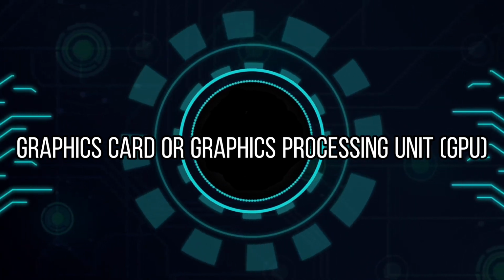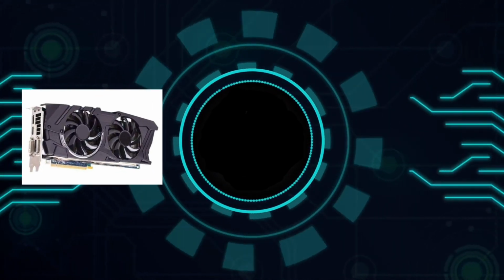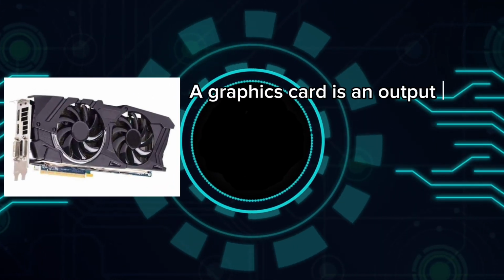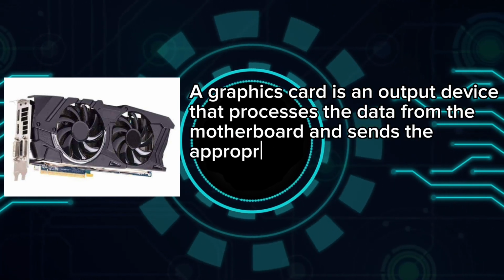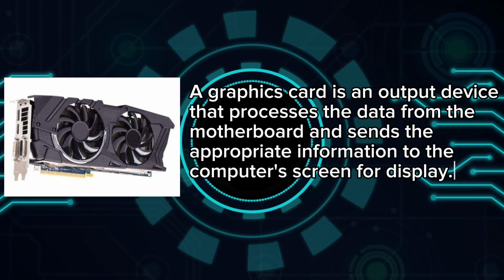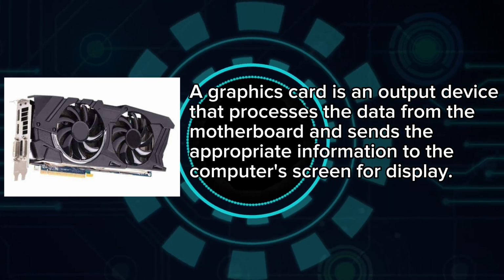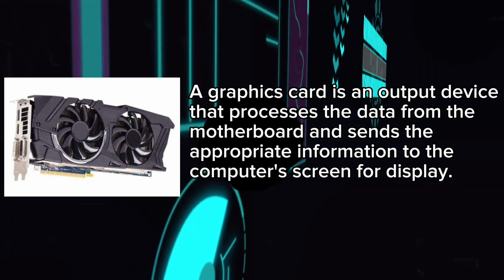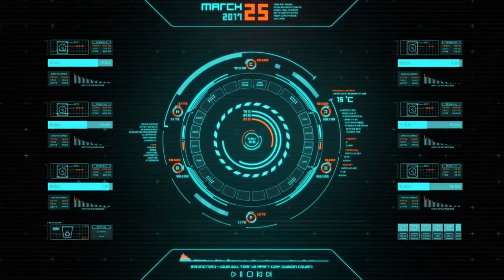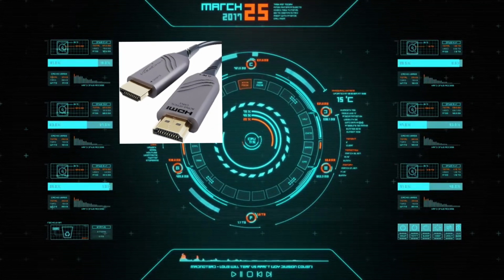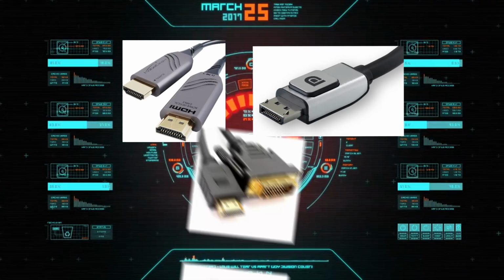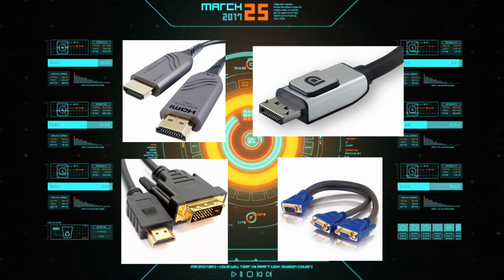Graphics card or graphics processing unit. A graphics card is an output device that processes the data from the motherboard and sends the appropriate information to the computer screen for display. You can connect a monitor to it using HDMI, DisplayPort, DVI, and VGA.